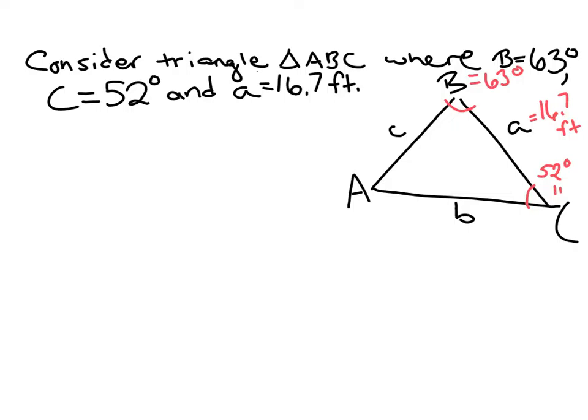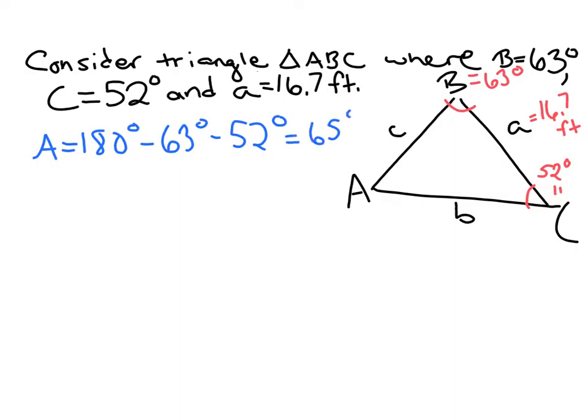Now the first thing, if you're given two of the angles, then the easiest thing to do from that is to find the third angle, just because the sum of the angles in a triangle is always 180 degrees. So if we want to find angle A, we just take 180 degrees minus the two known angles, so 63 degrees and 52 degrees. And that gives you 65 degrees for angle A.